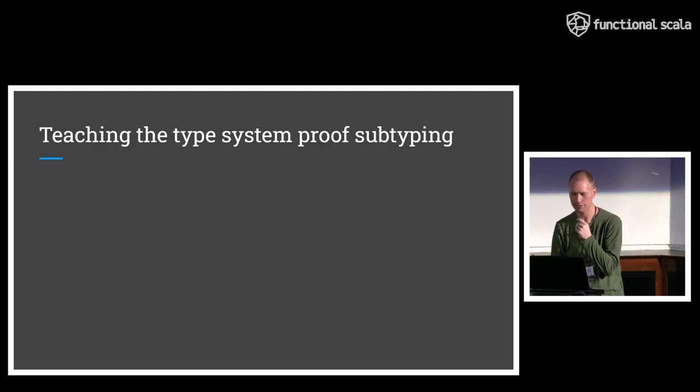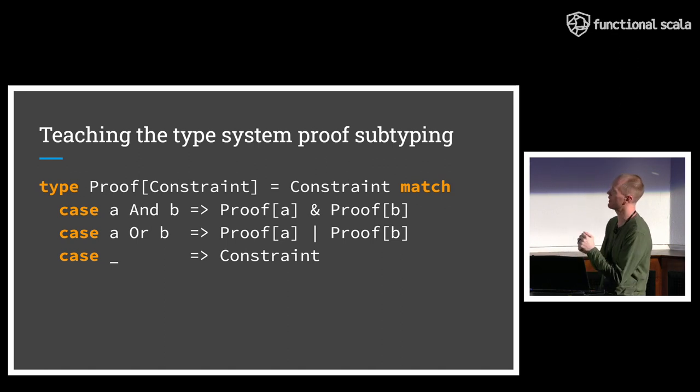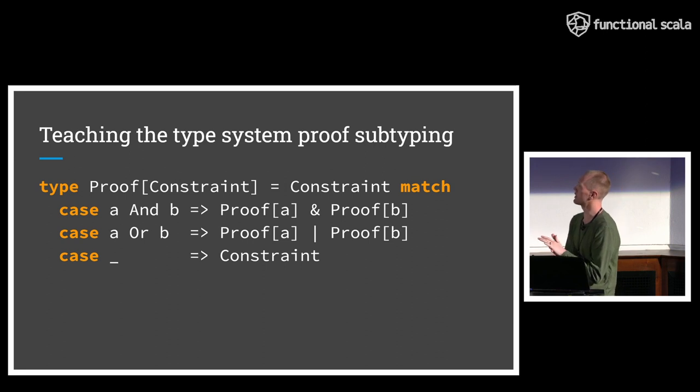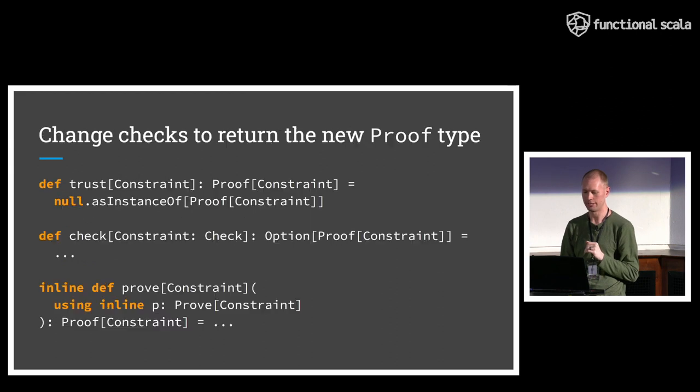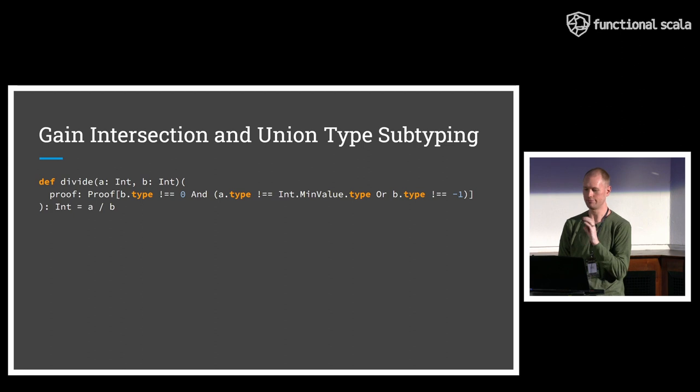So we can teach the type system proof subtyping by just using a match type, saying, hey, a proof of a constraint, if that's A and B, well, that's just an intersection type of proof A and B. And then OR is just an OR of those together. Otherwise, we just have a constraint. Now, if we change all of our check methods to just return a proof of that constraint instead of the constraint, that gains us some intersection and union type subtyping.